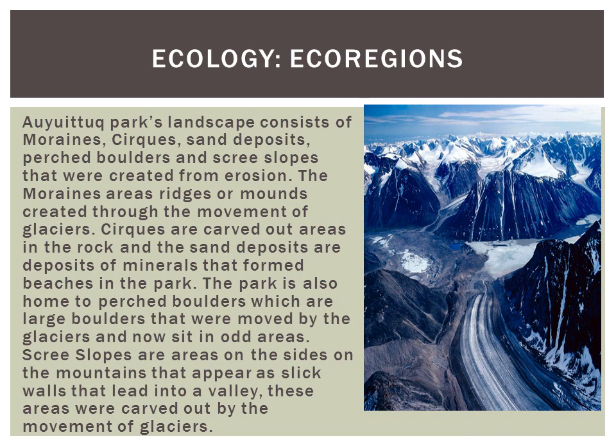I'm going to quickly go over the ecology of the park. So the park landscape consists of moraines, circles, and sand deposits, perched boulders, and scree slopes. So these were all created by the erosion of moving glaciers. So this causes the landscape to be really beautiful and have a unique look to it. The park is also home to perched boulders that were moved there by glaciers and now sit in odd areas. So this was all created by glaciers, and it attracts a lot of people because it's such a unique landscape.